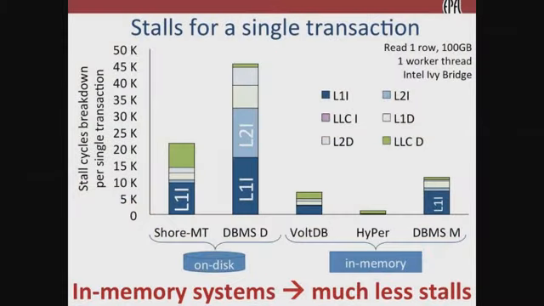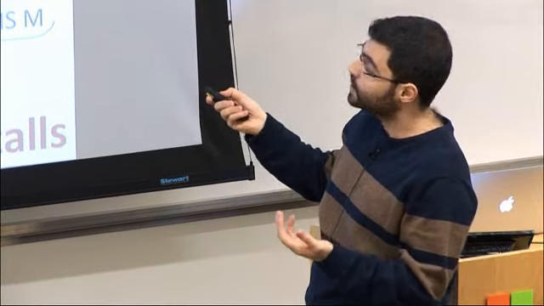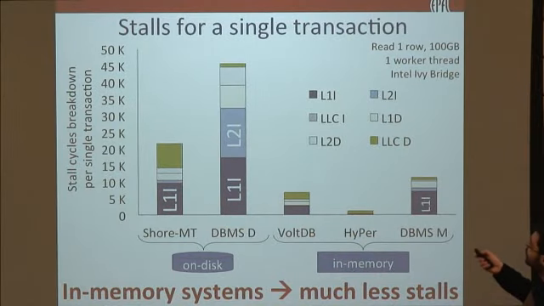Let's first look at what those stalls are for each system. In this graph, the x-axis again shows the systems. On the y-axis, we show the stall cycles for a single transaction for every system. So we run the transactions, and per transaction, how much stall each system incurs is shown by this graph. Each stalled cycle is broken down into 6 categories for 3 levels of caches, separately for instruction and data. Each bar has 6 components: stalls coming from L1 instruction, L2 instruction, and L3 instruction, L1 data, L2 data, and L3 data.